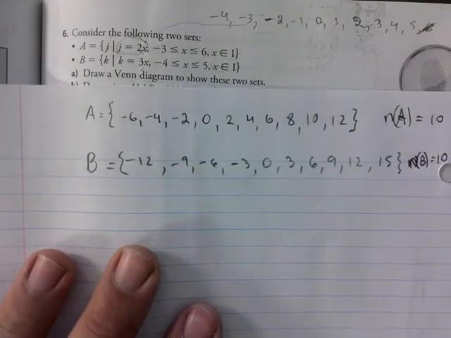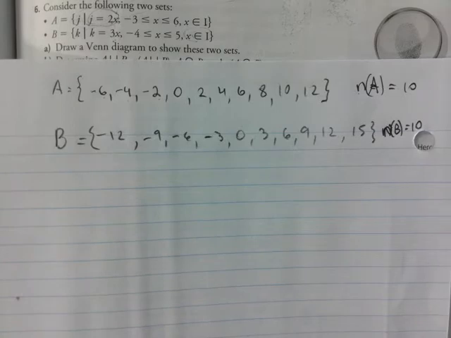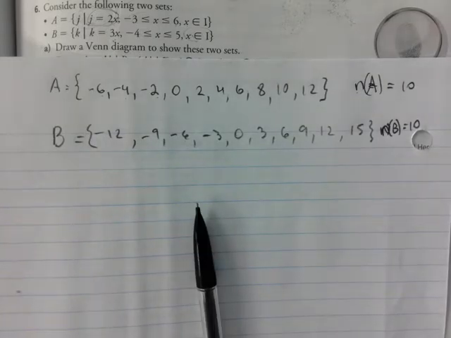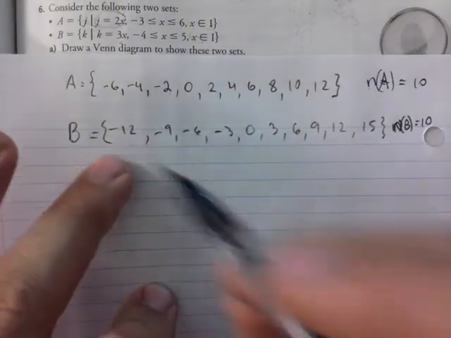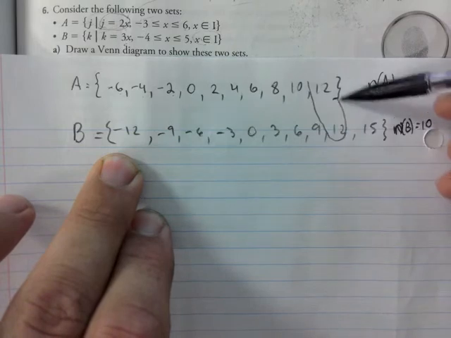Now, draw a Venn diagram using these two sets. Before I draw my Venn diagram, I want to see, do they have things in common? All right? Things in common. Why? Because that's going to determine if I'm going to have disjoint sets, if they're going to be joined, or if they're going to be subsets, right? Is one circle going to be inside the other? So I'm checking here, and I see that they definitely have something in common there.